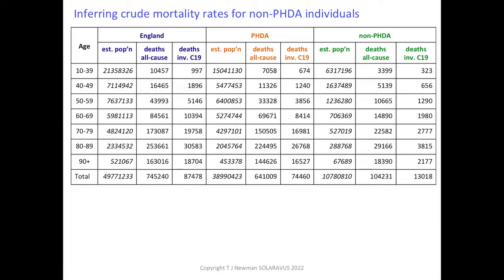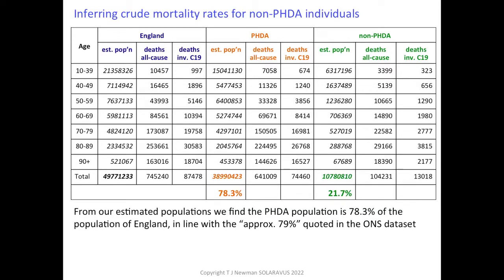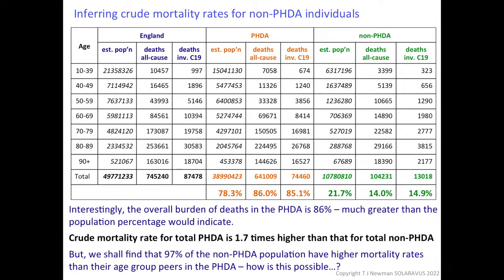critical in what follows. If we just go straight ahead and look at the totals, we find that the estimated population in the PHDA is indeed approximately 79%, as quoted by the ONS. And we can also look at death rates, all cause and COVID, and they're around 86%, which is also what the ONS has quoted in their official figures. So we can be fairly confident that these numbers are good estimates, at least in the totals.